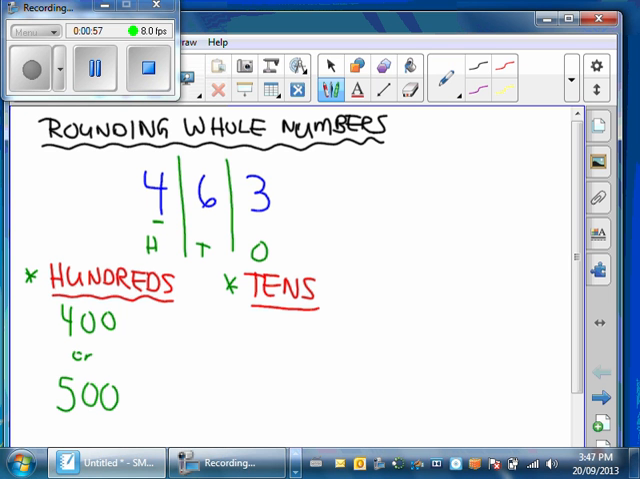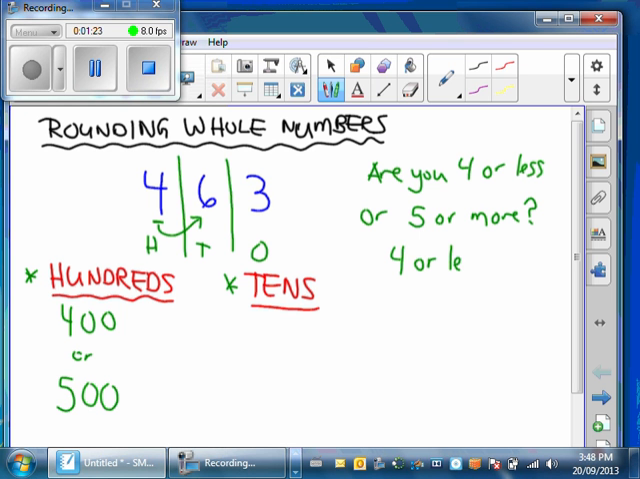The way we do that is by simply asking his friend to the right. And you ask him a very simple question. Actually, two questions. Are you 4 or less, or 5 or more? If it's 4 or less, you round down to 400. If he's 5 or more, you round up. Simple. Well, let's take a look.